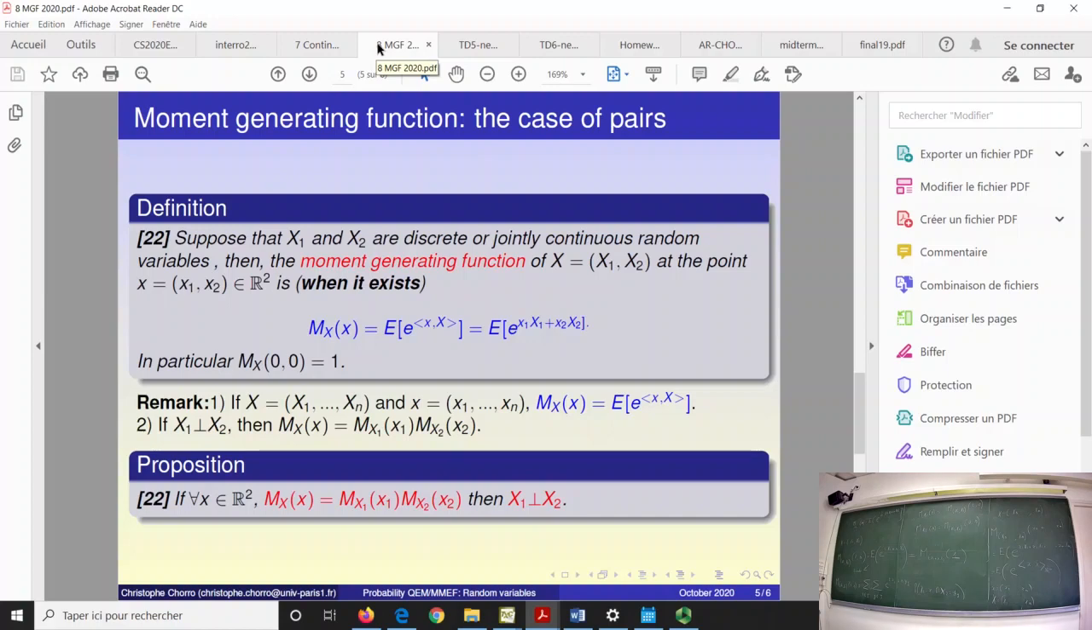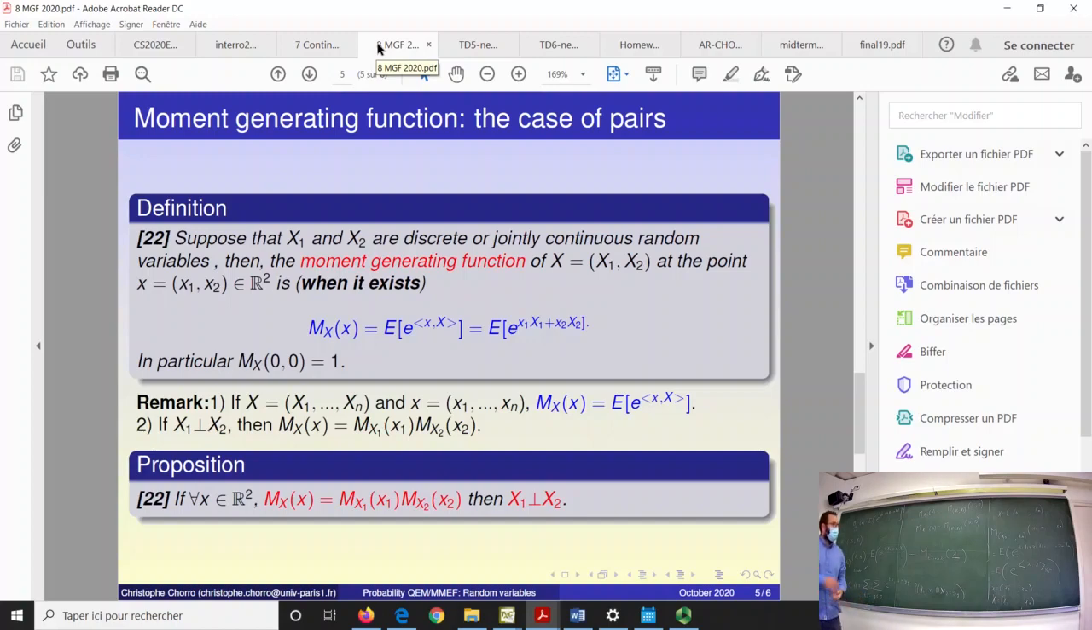Okay? What I am interested in computing is just a function of x1 and x2, and I can compute it knowing the distribution of the pair, applying the classical definition of the expectation, that is just the sum of the values of the mapping multiplied by the probability mass function. Here it's the probability mass function of a pair, that's why I have a double sum here.